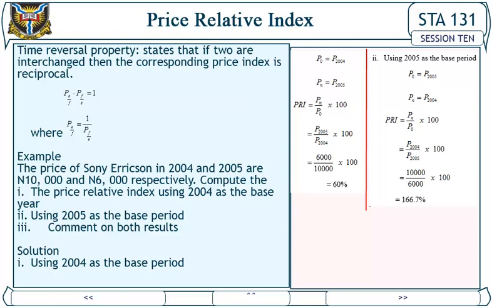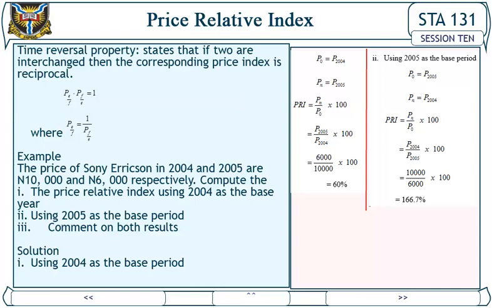3. Time reversal property states that if 2 periods are interchanged, then the corresponding price index is reciprocal. PE over F dot PF over E is equal to 1, where PE over F is equal to 1 over PF over E. Example: the price of Sony Ericsson in 2004 and 2005 are 10,000 naira and 6,000 naira respectively.